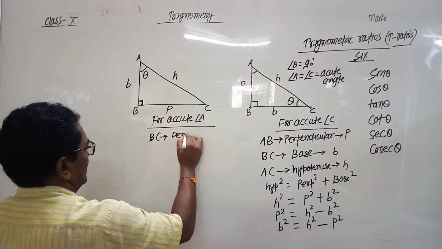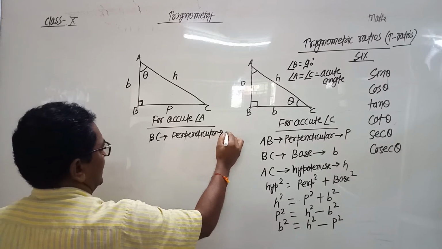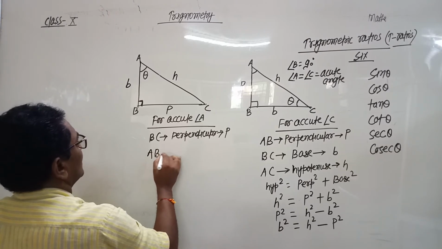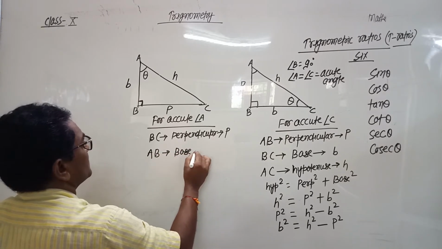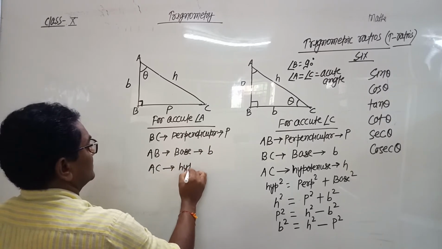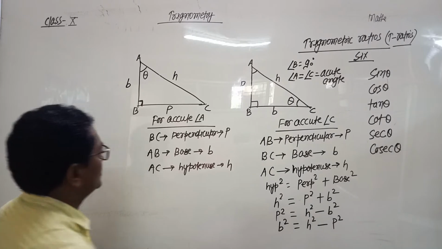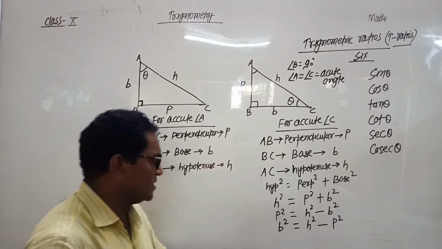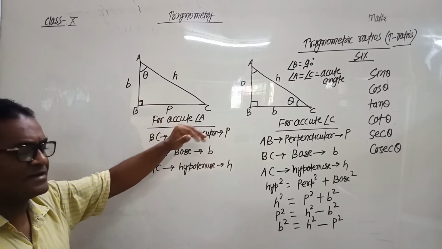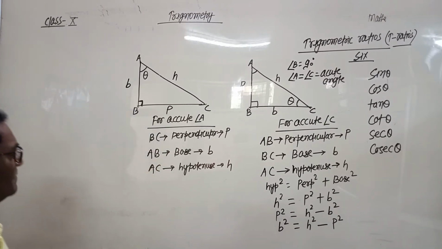BC is the perpendicular, represented by P. AB becomes the base, represented by B, and AC is the hypotenuse, represented by h. And the Pythagoras formula can also be used in this case. Using all these three formulas, if we are given any two sides, we can find the third side. For finding the third side, we use the same formula.